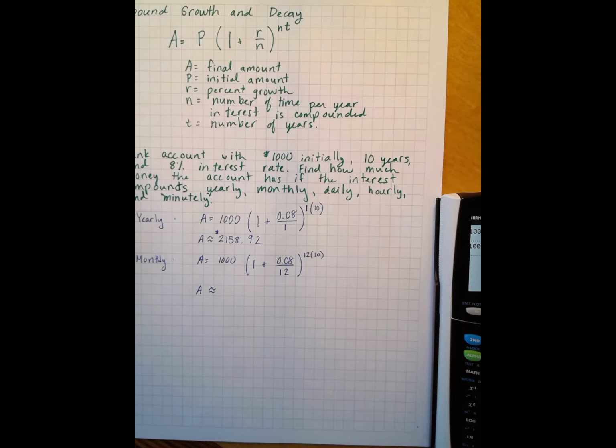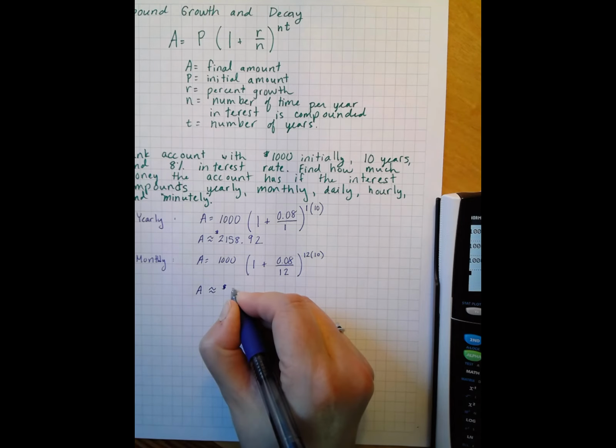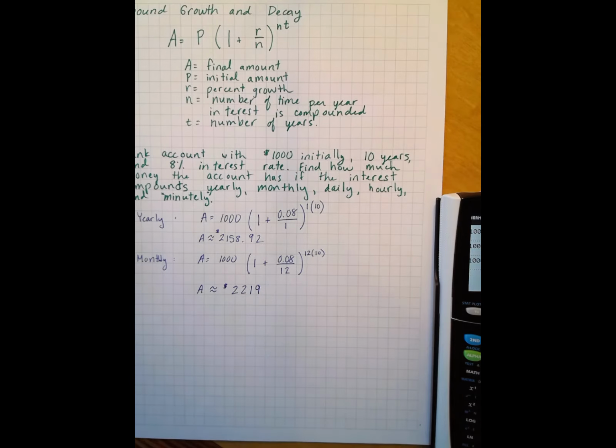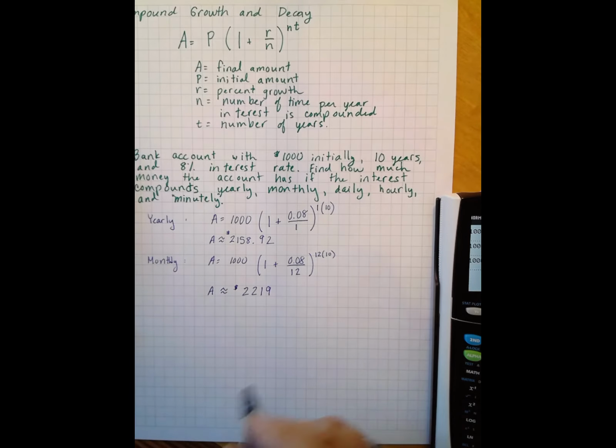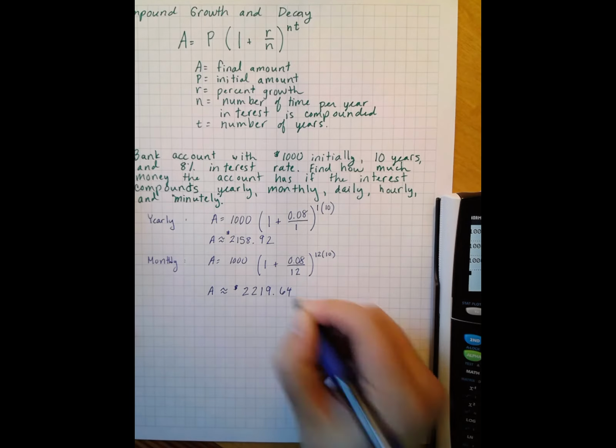I think I pressed the wrong button. Let's try that one more time because that answer definitely did not look right. That should be a multiplication. There we go. Okay, much, much better. I knew there was something wrong with that number. So now compounding monthly, we get an amount that's around $2,219.64.